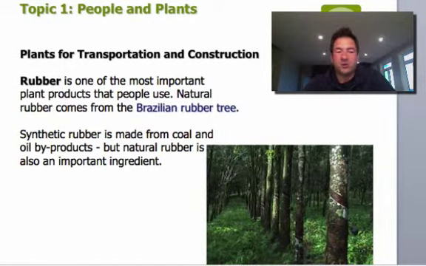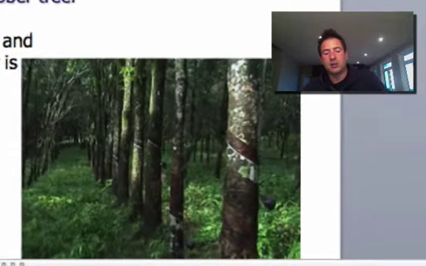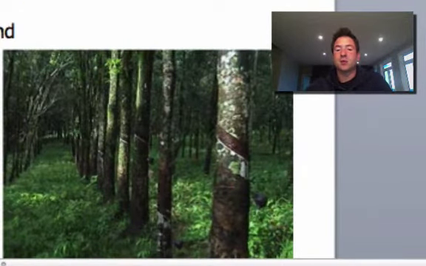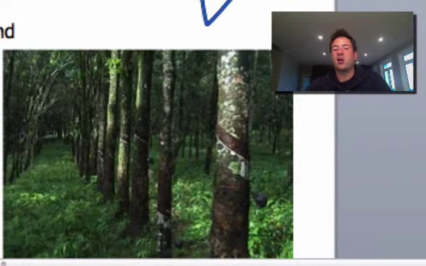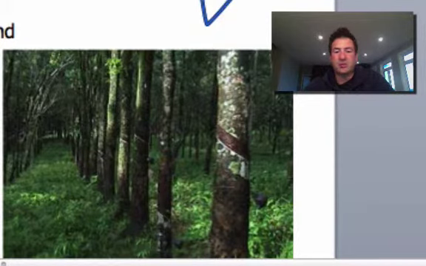Now, rubber. We've seen rubber all over the place. There are two types of rubber: natural rubbers and synthetic rubbers. Natural rubber is one of the most important plant products that people use. We get natural rubber from the Brazilian rubber tree, which is pretty awesome. There are such things as rubber trees. What? This Brazilian rubber tree produces natural rubber, and we can use it for several different uses, right? And we know some of the uses of rubber.